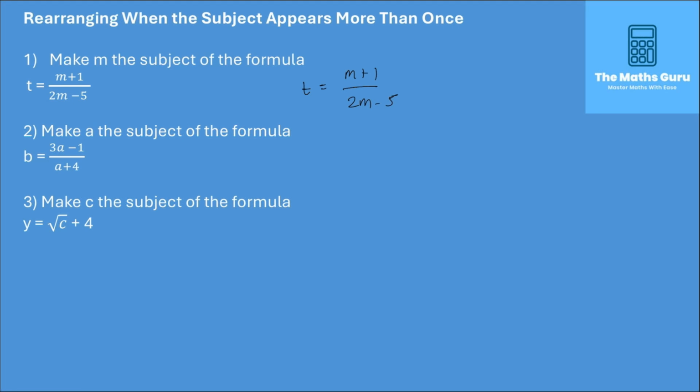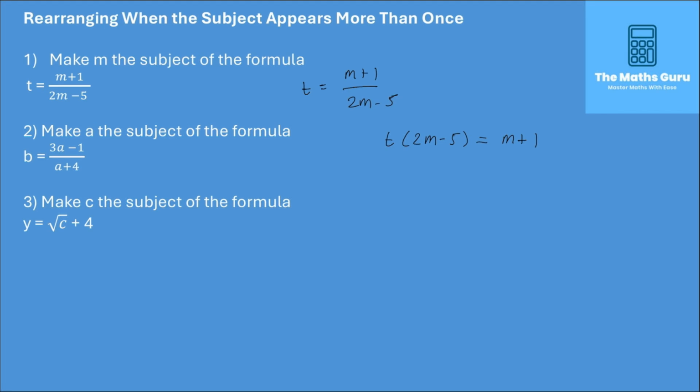So we're going to get t times by 2m minus 5 equals m plus 1. Now, the next part of this question is going to really test our knowledge of expanding and factorizing. So if you're feeling a bit shaky on this topic and are a bit confused, I strongly advise you to go back to my previous videos in the series, where we'll iron out all those difficulties, and come back, and these questions will seem a lot simpler to you.